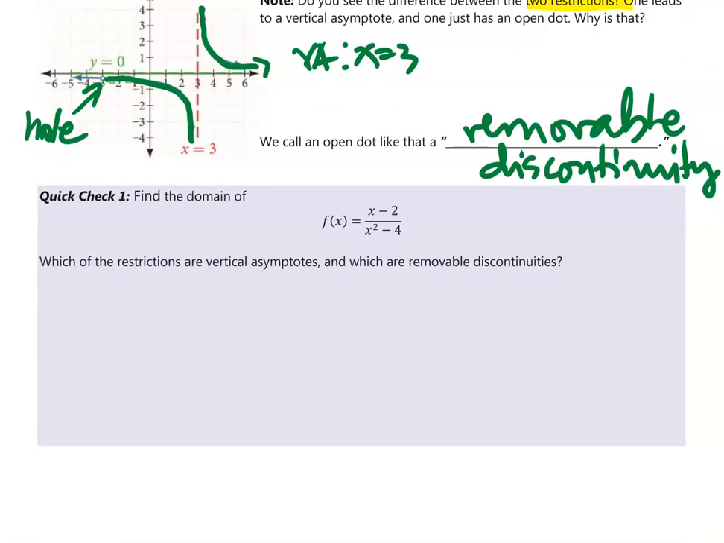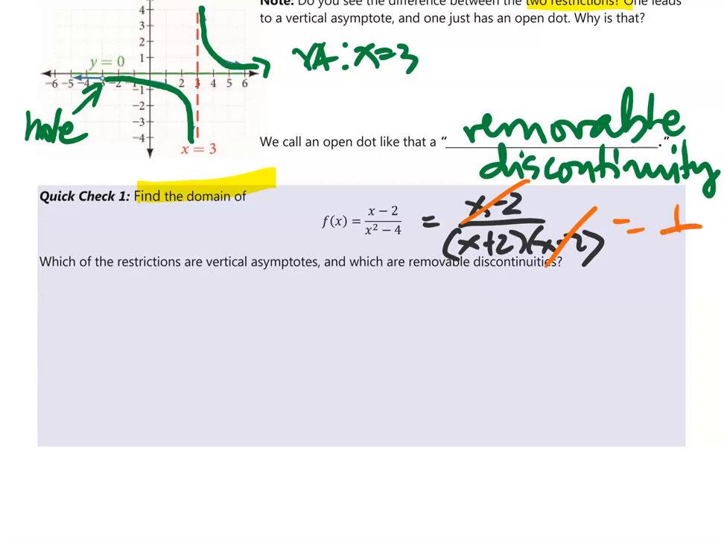Okay. All right. Let's have another example here. Find the domain of f of x equals x minus 2 over x squared minus 4. And again, x squared minus 4 here is factorable. So x minus 2 over factors of it are x plus 2 and x minus 2. Cancel out the x minus 2's. So this is equal to 1 over x plus 2.